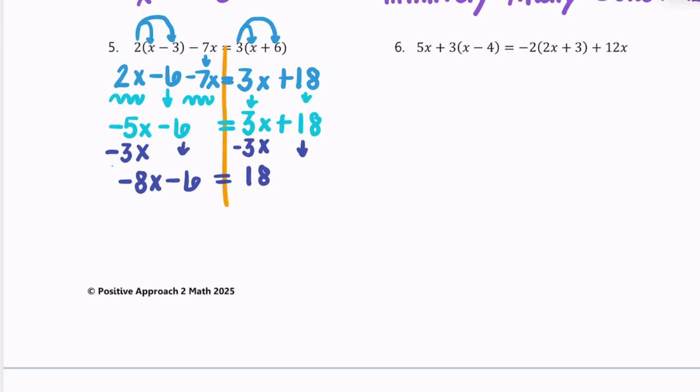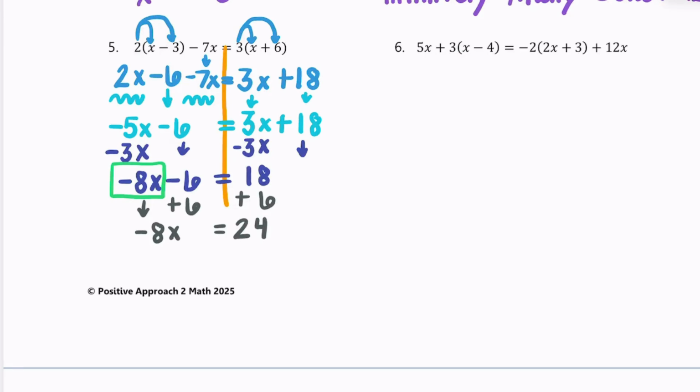We boiled it down to a two-step equation. We're going to move over that -6 by adding 6 to both sides. So we have -8x on the left equals 24 on the right.